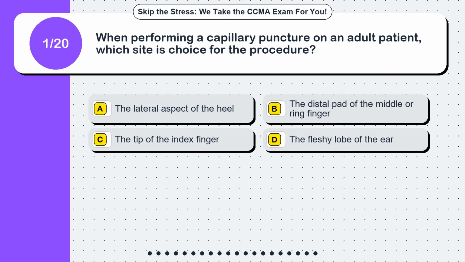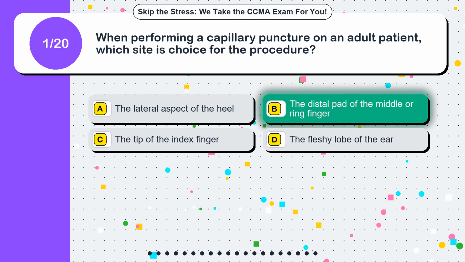Question 1. When performing a capillary puncture on an adult patient, which site is the choice for the procedure? Option A. The lateral aspect of the heel. Option B. The distal pad of the middle or ring finger. Option C. The tip of the index finger. Option D. The fleshy lobe of the ear.